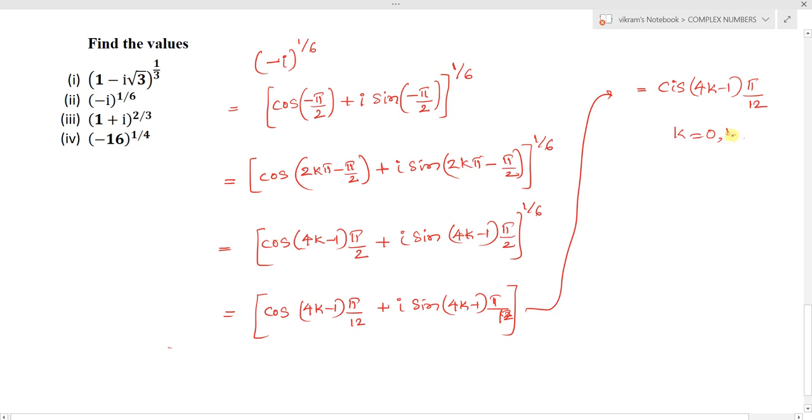Here n = 6, so k is 0, 1, 2, 3, 4, 5. If we substitute k = 0 to 5, then we get the required values of (-i)^(1/6). The values of (-i)^(1/6) are cis((4k-1)π/12), where k = 0 to 5.